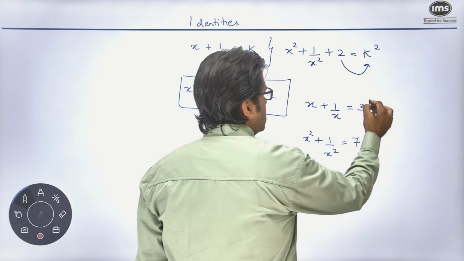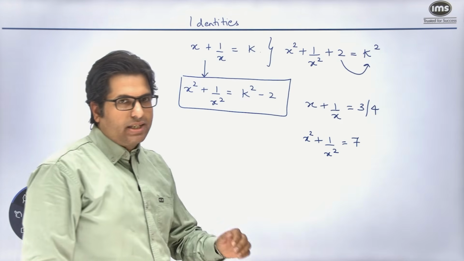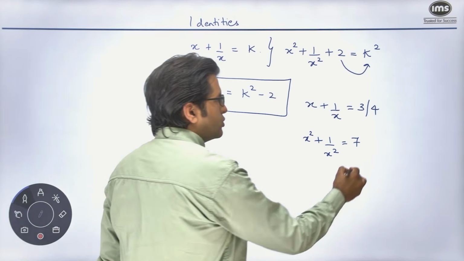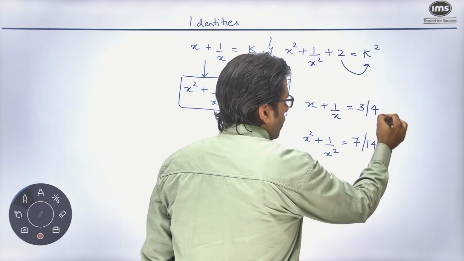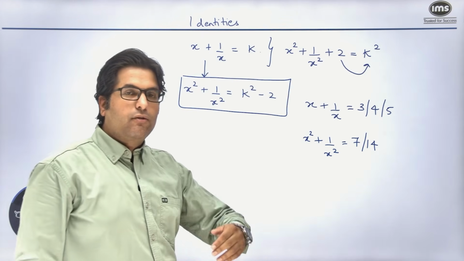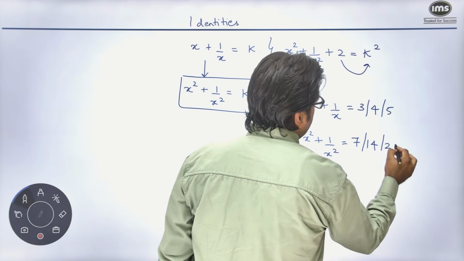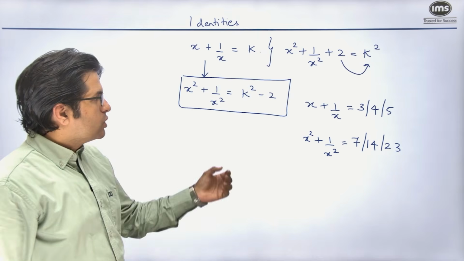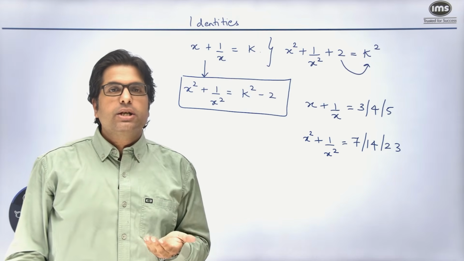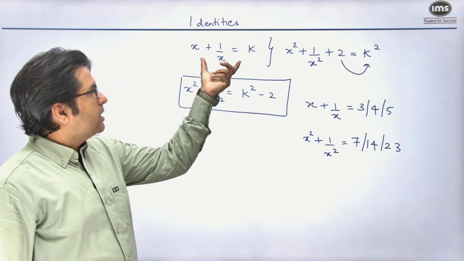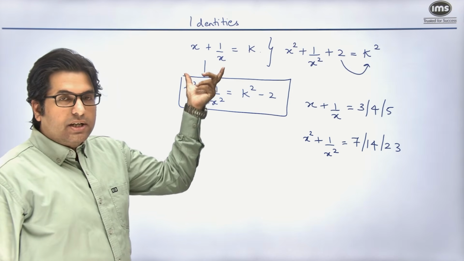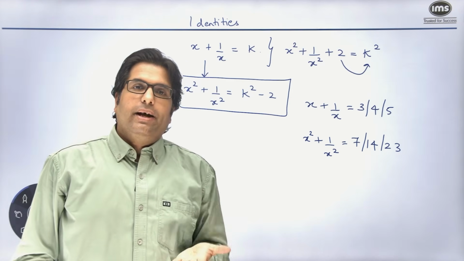What if x plus 1 by x is equal to 4? So we'll say 4 square 16, 16 minus 2, answer would be 14. What if x plus 1 by x is 5? So answer would be 5 square, which is 25. 25 minus 2, which is how much? 23. So this is a pretty easy relationship for you to remember to convert x plus 1 by x into x square plus 1 by x square.